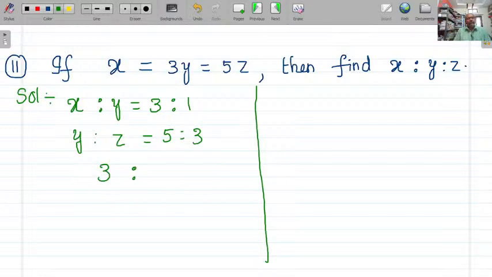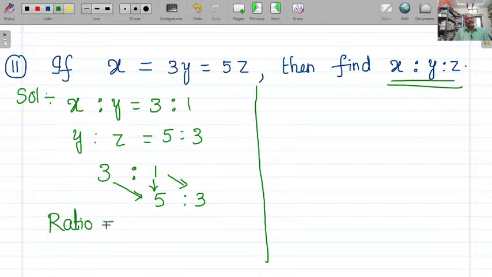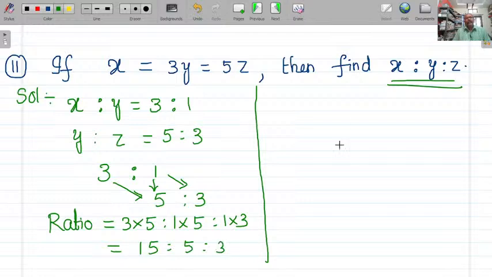So 3 is to 1 and next 5 is to 3, write down. So you need to multiply like this. I hope it's very clear. Required ratio means x is to y is to z is equal to 3 into 5 is to 1 into 5 is to 1 into 3. So what do we get? 15 is to 5 is to 3. So this is the first method. The second method is the suppressing method.